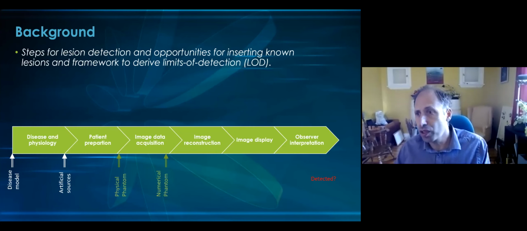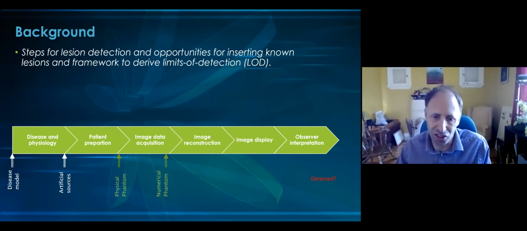Then you can do this all in silico, so you can create what's called a numerical phantom. And again, you can be a bit more elaborate here, but typically the phantoms are somewhat simple. Even when you look at something like the XCAT phantom, organs within the phantom have a uniform uptake. They're very geometric in shape.